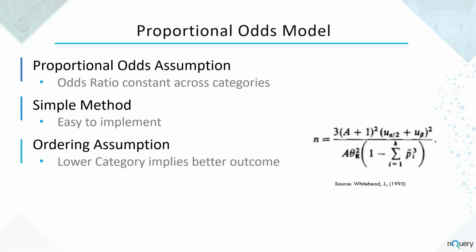As for the P bar i's, these are actually the proportion of patients which fall into each of the i categories for the ordinal endpoint. And indeed, the Whitehead paper explains this in a lot more detail if you're interested in learning more about this formula. I probably shouldn't go into too much detail on it here, but just let me know if you'd like a little bit more detail on that. I'd be happy to go into it.